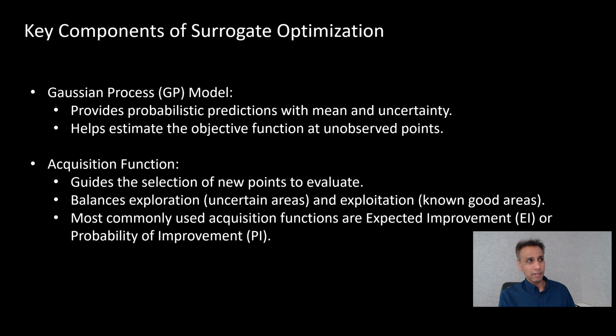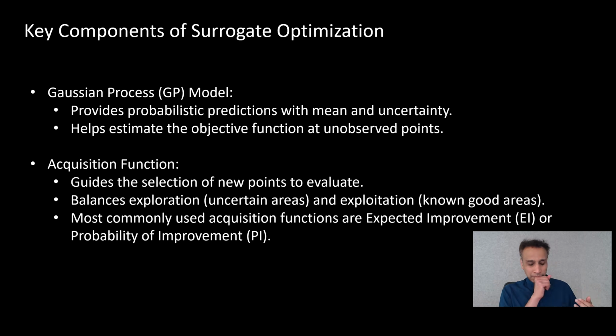The second component here is something called acquisition function. It helps us in selecting the new points to evaluate. I know at this point it's all probably very abstract to many of you, but the more you hear about these terms, the more you tend to digest them. So these acquisition functions are designed to balance both the exploration and the exploitation. So again, what does exploration mean? Uncertain areas, and exploitation is, okay, you already know there are some good areas, and it's going to exploit those. It's going to use those good areas.